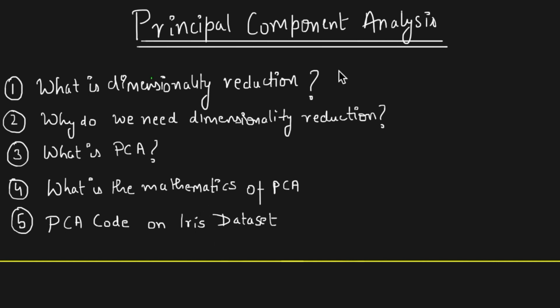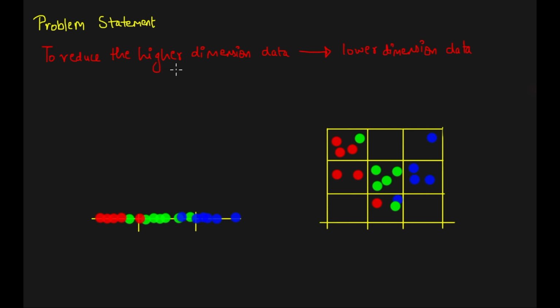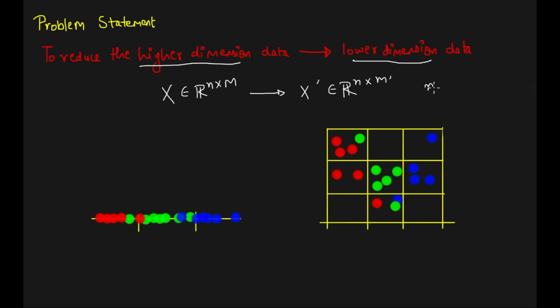on iris dataset. The problem statement under data dimensionality reduction is to reduce higher dimension data to lower dimension data. We'll consider a data matrix X which belongs to real numbers n cross m, where n is the number of instances and m is the number of variables or the dimension of the data. We'll reduce this data to a data matrix X dash, where the number of instances remain the same but the dimensions reduced to m dash.